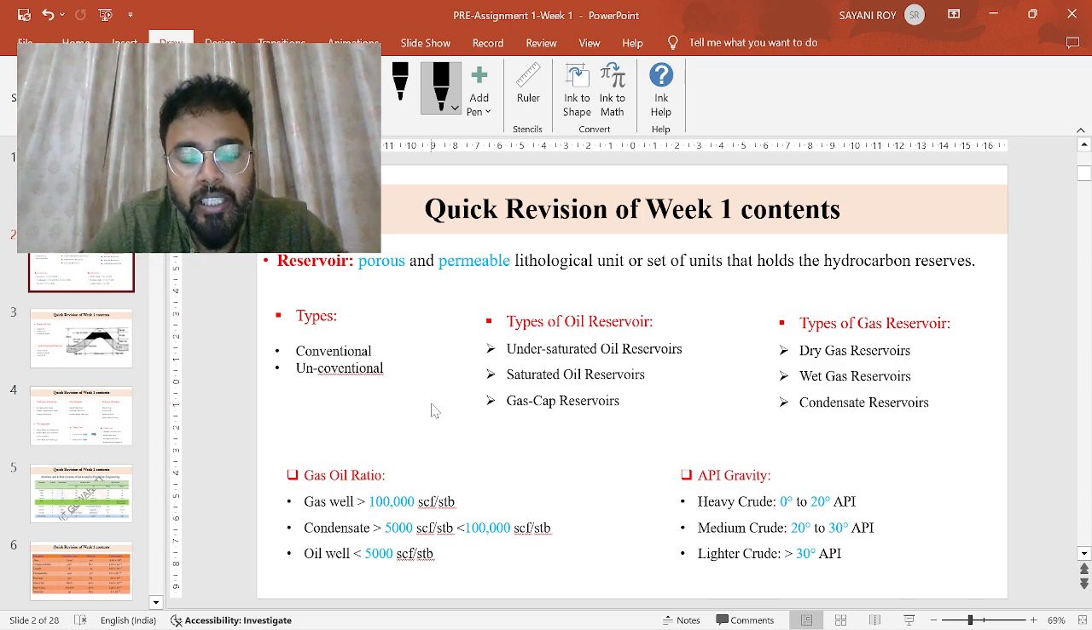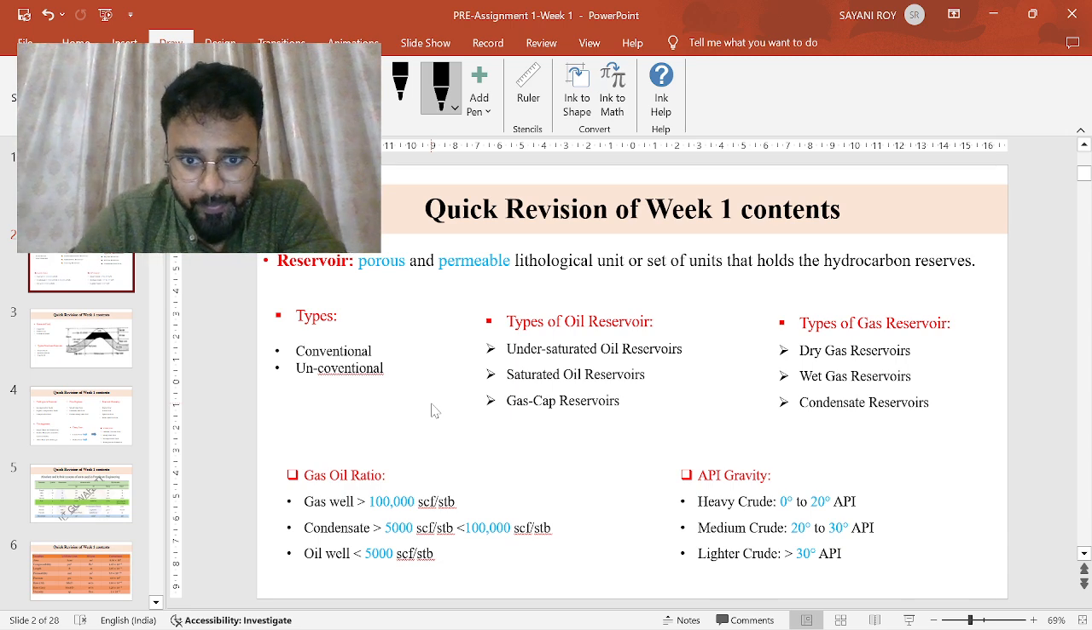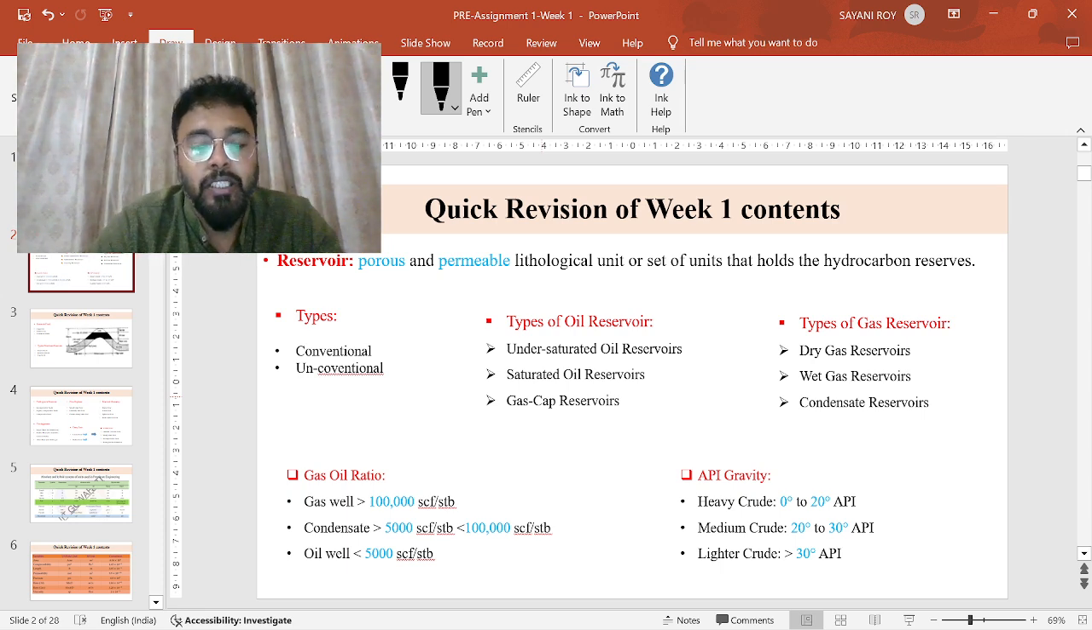Oil reservoirs are of three types: the unsaturated oil reservoir, the saturated oil reservoir, and the gas cap reservoir. There is a pressure in all these reservoirs. They are at a particular pressure and temperature, since these reservoirs are underground, deep under the earth's crust. So at this depth, there is pressure and temperature acting on these reservoirs.